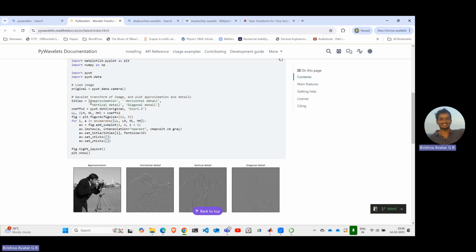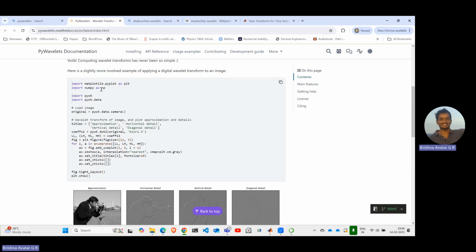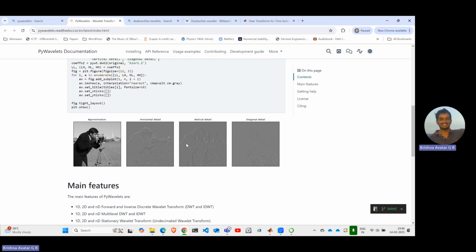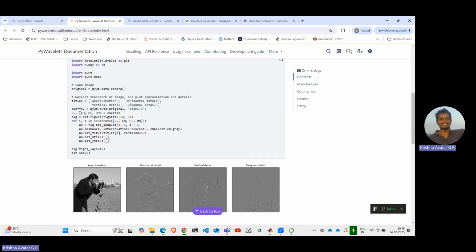You see, first of all, we will import the image, right? Load the image. LL is the horizontal approximation, LH is the horizontal detail, HL is the vertical detail, and HH is the diagonal detail. And you could just plot this in this form. You see, so neatly you can do it.